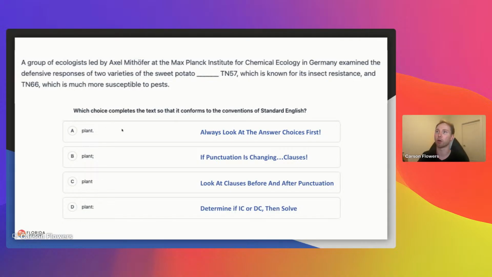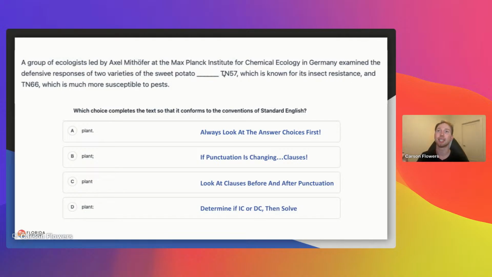Looking at before the punctuation, obviously plant's going to be included. A group of ecologists led by Axel Mithofer at the Max Planck Institute of Chemical Ecology in Germany examined the defensive responses of two varieties of the sweet potato plant. Now, that was a mouthful. That's a full sentence, cut and dry. So we know a full sentence is coming first.